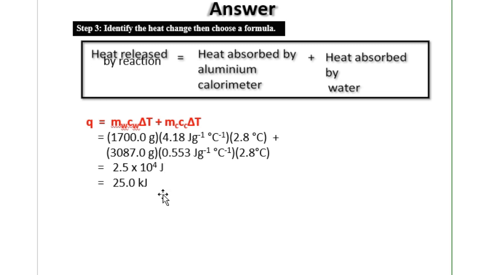So the heat released for this case is 25 kilojoule. So meaning that for this question, there is no step 1, step 2, step 4, and step 5. You straight away identify the heat change, then choose a formula.